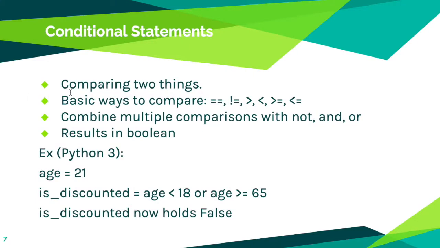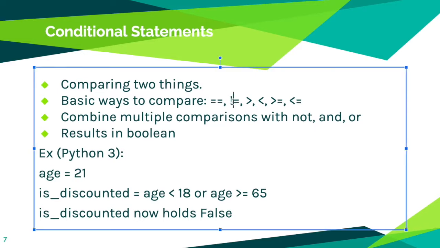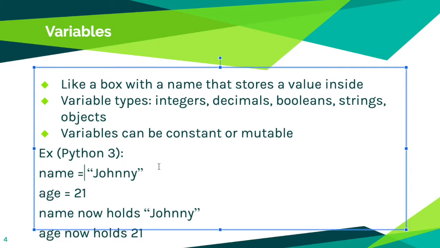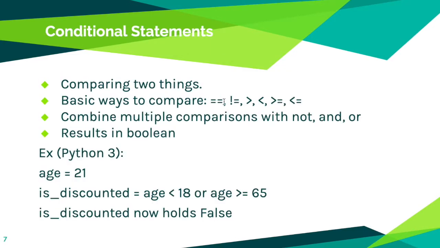Conditional statements compare 2 things. And the basic ways to compare are equals equals, which asks are they equal to each other? And not equals, so the exclamation mark usually represents not. And you should probably recognize this: this is greater than, this is less than, this is greater than or equal to, and this is less than or equal to. You might be wondering why there are 2 equal signs here, and that's because, as you remember from a few seconds ago, single equals is just for variables. So that's why you need a double equals in order to specify that you're comparing 2 things.